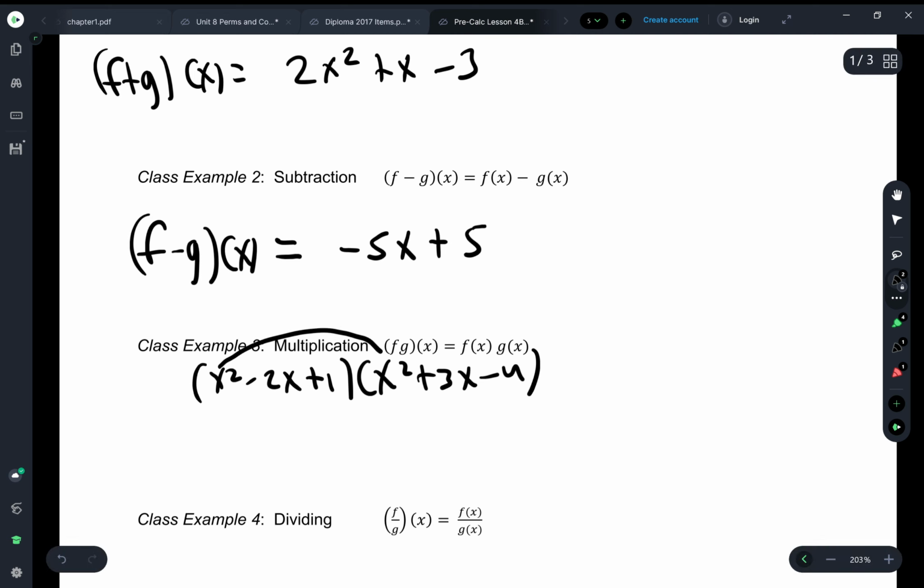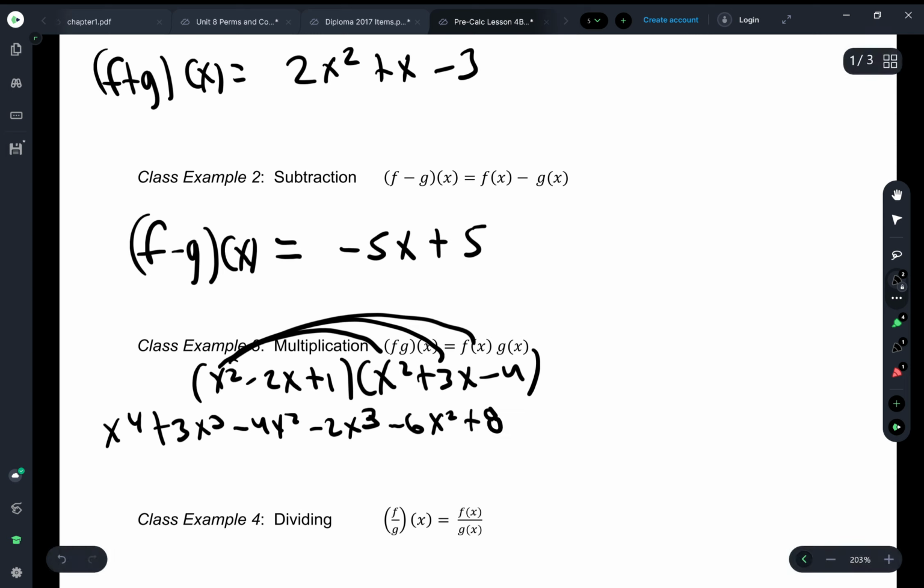So that hits here. I have an x to the fourth. I have a 3x cubed. I have a negative 4x squared. And the next one, a negative 2x cubed. Then I have a negative 6x squared, and a plus 8x. And the last three, I have an x squared, a 3x, and a minus 4.